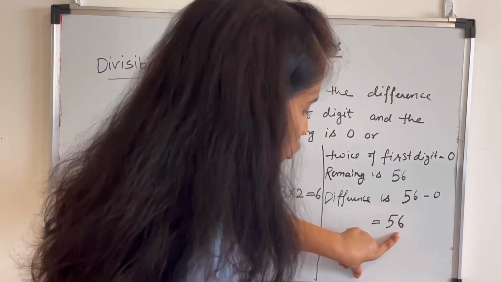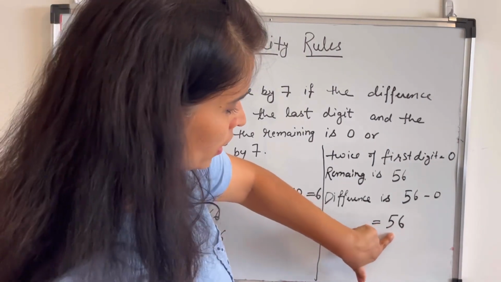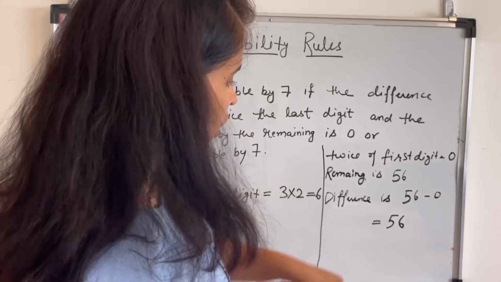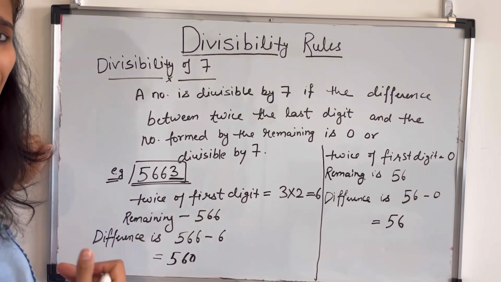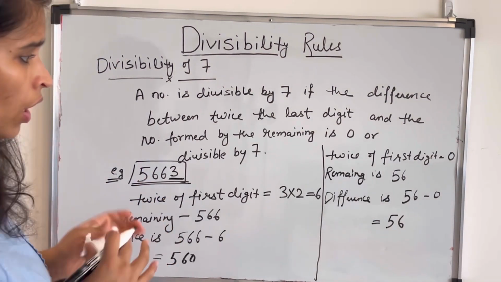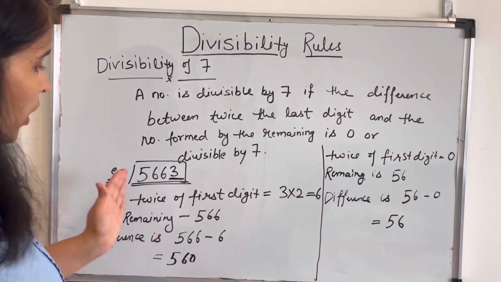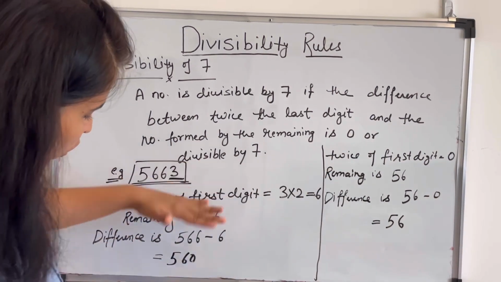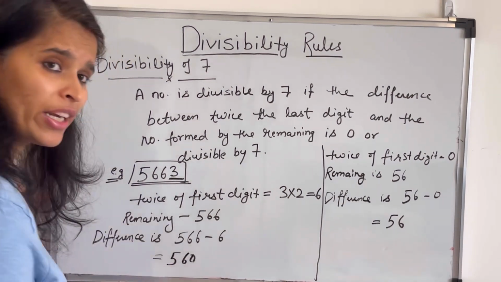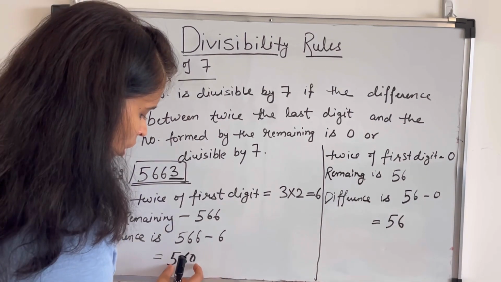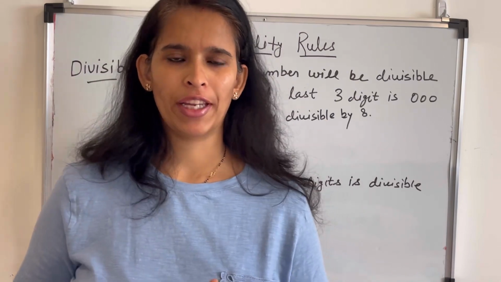Either this number should be 0 or divisible by 7. We all know that 56 is divisible by 7, so this number will also be divisible by 7. I hope you understand how to find out whether a number is divisible by 7 or not. If the number is very large, we can follow this pattern again and again until we get a solution, or we can also check in our rough work whether it is divisible by 7 or not.